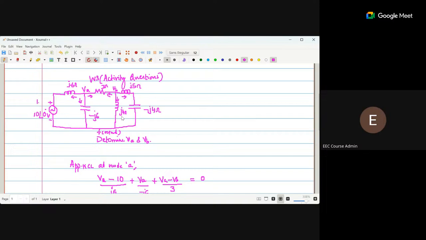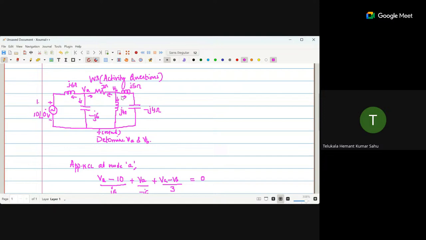So if this was a resistor, just like we write the current as V by R by means of Ohm's law, here we say V by XL, V by XC. That's the way I have written here. Correct? So now tell me, what is this leaving current expression?